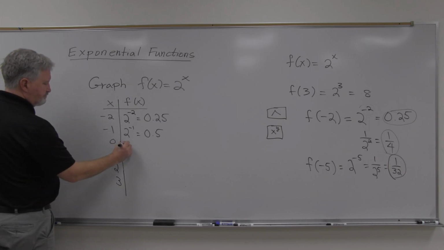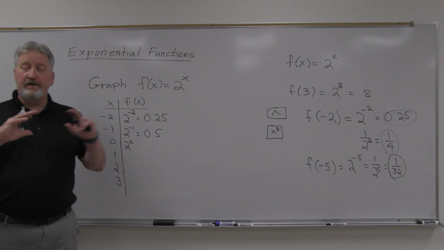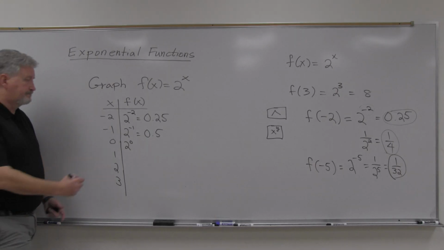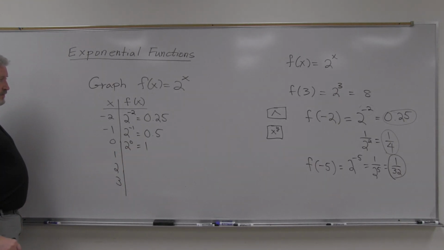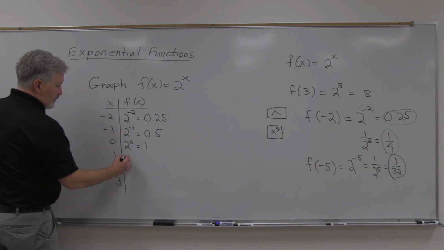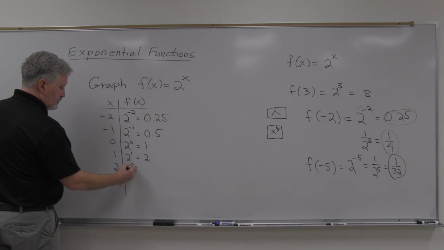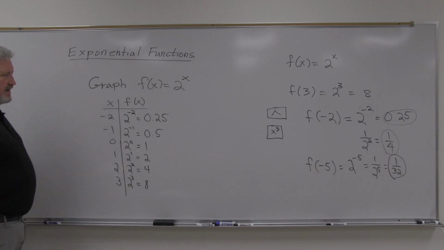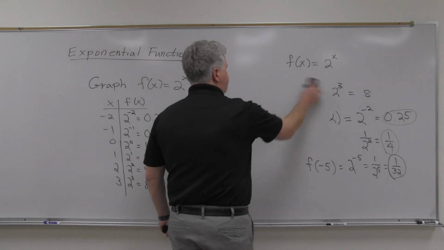Then x is 0, so I have 2 to the 0. I haven't mentioned this yet, but what is anything to the 0 power? Anything to the 0 power is 1. That's right. All right, so x is 0, we get y, where f of x is 1. And then, of course, these are just the standard powers of 2 there, 2 to the first, 2 to the second, that would be 4, and then 2 to the third. Go ahead and put that out there. That is 8. All right.